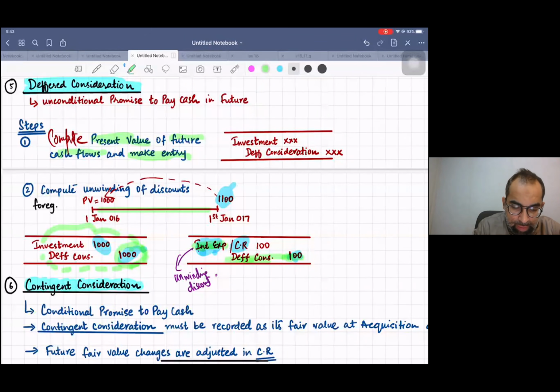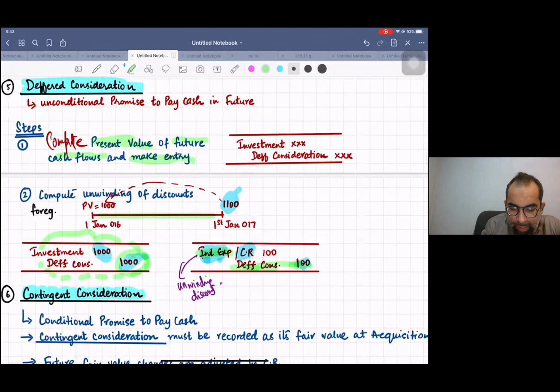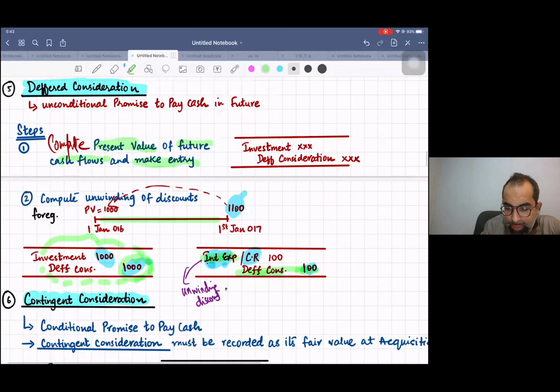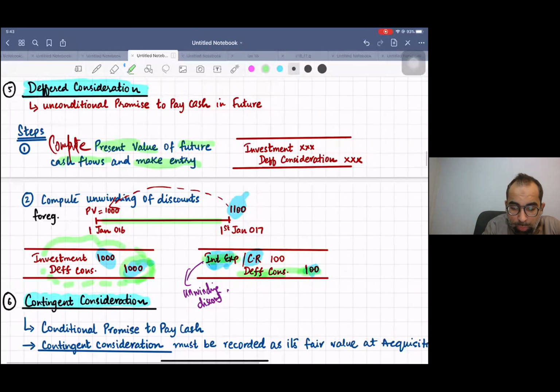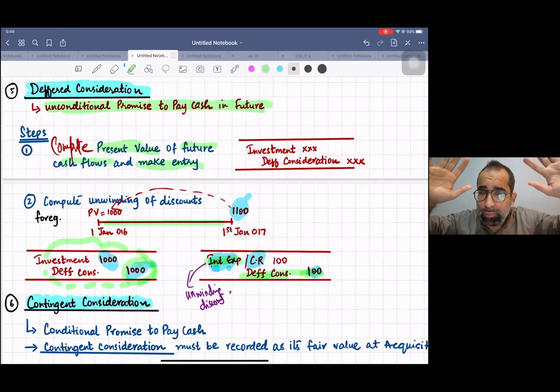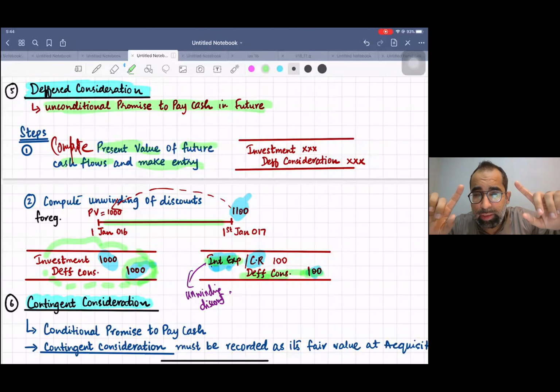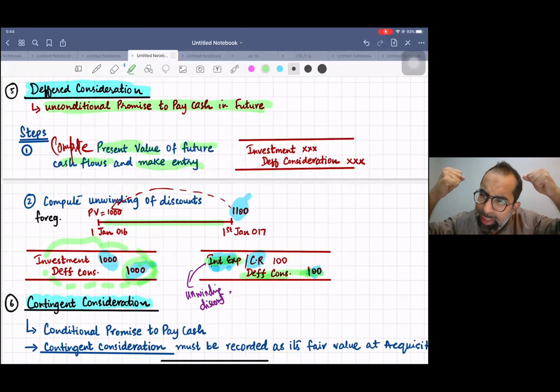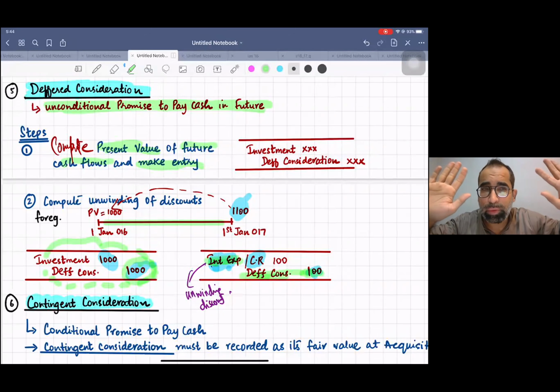Listen, with the deferred consideration, I have written unconditional promise to pay cash. That means no conditions attached. Parent company has openly told S company's owners, yes, we will pay you the amount at any cost. This is not a conditional payment. This is unconditional payment. Parent company has to pay. No conditions attached.